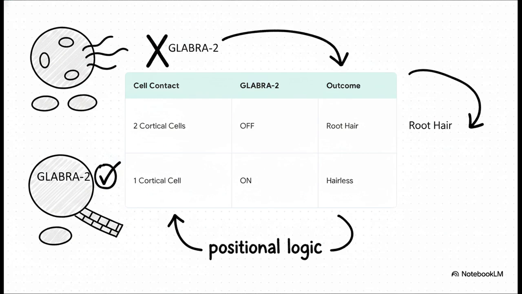If a cell detects it is touching two underlying cortical cells, boom, the GLABRA2 gene turns off and the cell develops a root hair. But if the signaling detects it's touching only one cortical cell, the gene turns on and blocks the hair from forming entirely. The cell's physical location dynamically dictates its genetic fate.